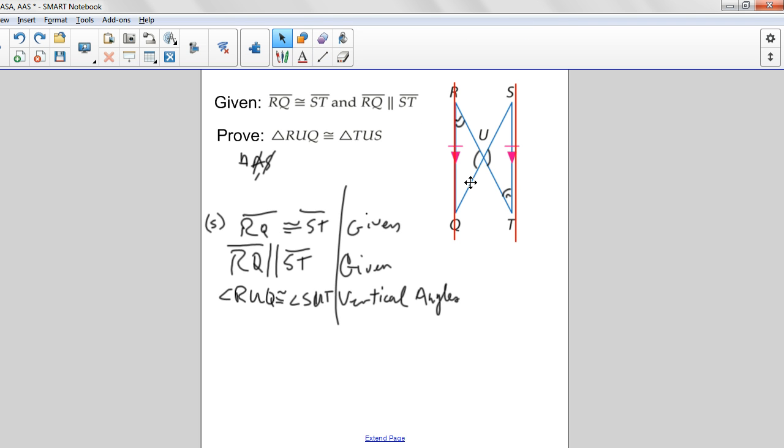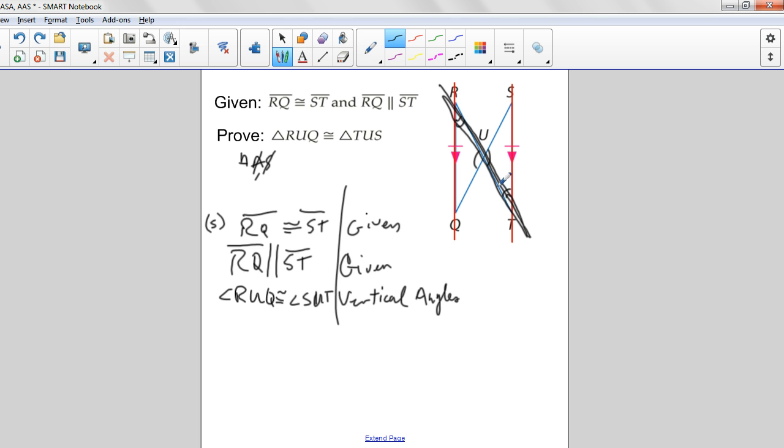So if you extend that, then you'll see that this is the transversal, is what I'm trying to get at. It's probably not very clear, but if that's a transversal and this is the angle right here and this is the angle, then these are alternate interior angles. Interior of the parallel lines, alternate across the transversal, so it's alternate interior angles is why this is congruent.